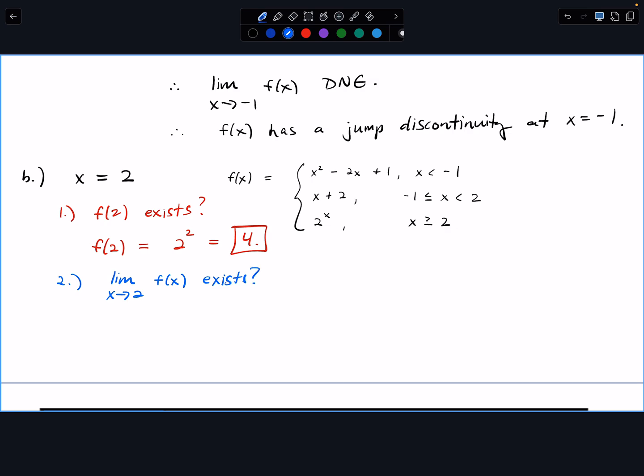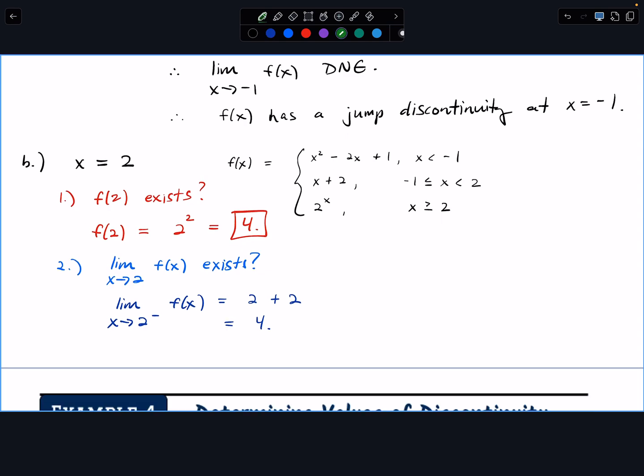This one's faster because we don't have a quadratic to plug it into. Okay. You guys with me? All right. Left side of limit. The limit as x approaches 2 from the left of f of x is equal to, which one will I plug it into? The middle? So that's just going to be, you guys agree, 2 plus 2? Hey, that's 4.